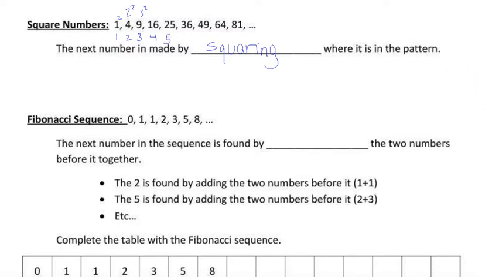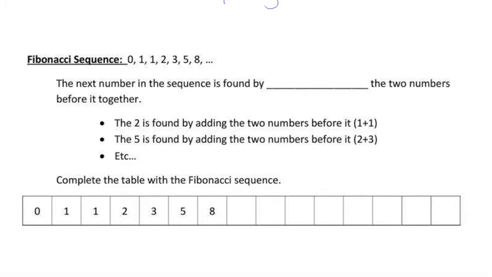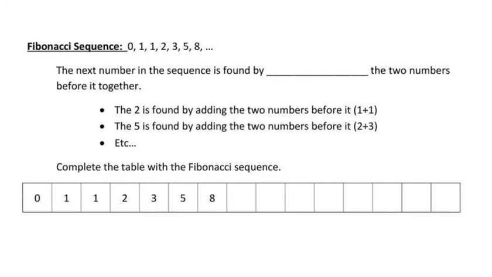And then the last special sequence we're going to talk about is the Fibonacci sequence. The Fibonacci sequence starts at 0, and it goes 1, 1, 2, 3, 5, and 8. And that's kind of a weird sequence. And the way we solve this is the next number in the sequence is found by adding the two numbers before it together.